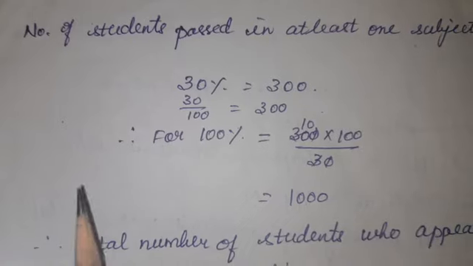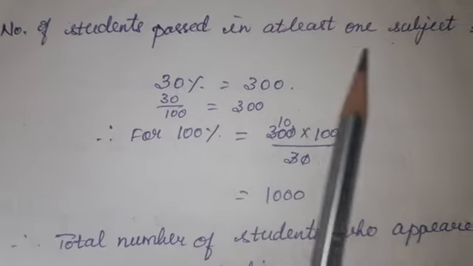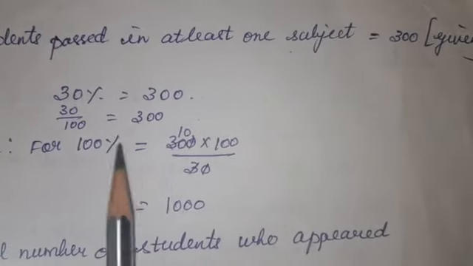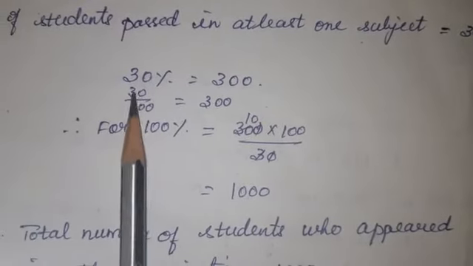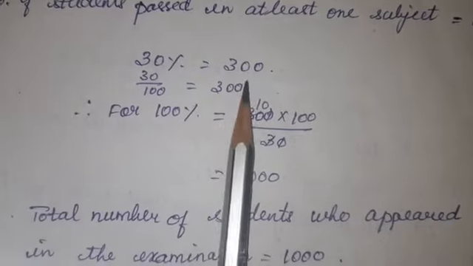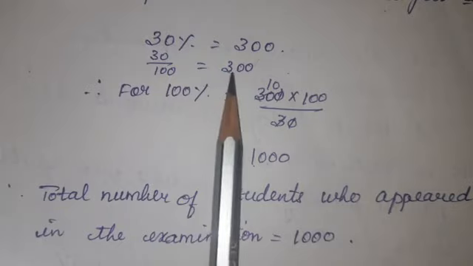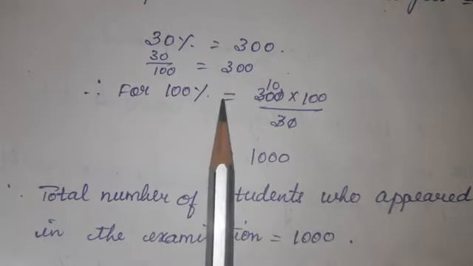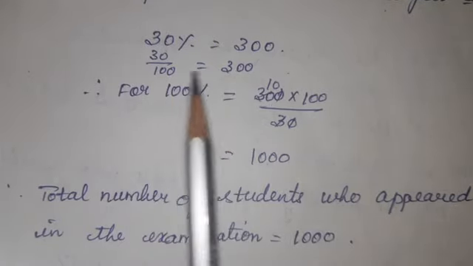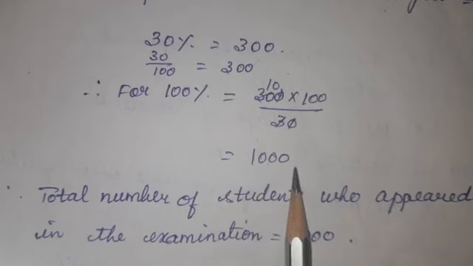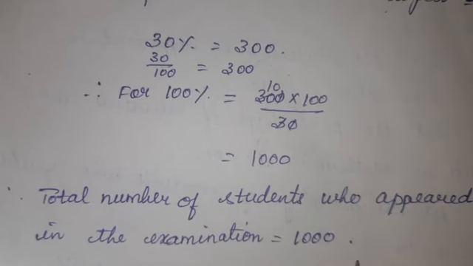Next, the number of students who passed at least one subject is 300, given in the question. So we already found the pass percentage, 30%, is equal to 300 students. 30% can be written as 30 by 100 is equal to 300. Therefore 100% is equal to 300, and this comes to the other side as the reciprocal, 100 divided by 30. When you cancel, you will get 1000. Therefore, the total number of students who appeared in the examination is 1000 students.